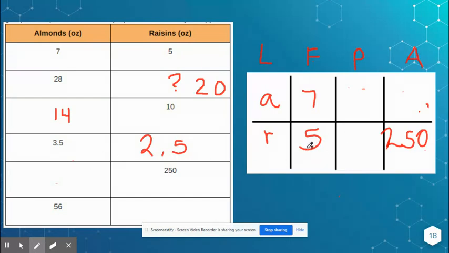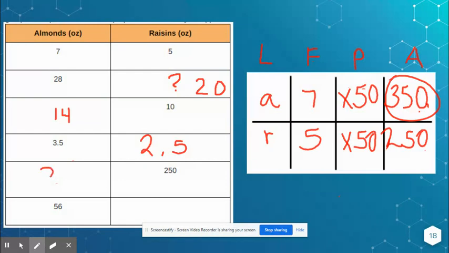So this one doesn't have any decimals, so it might be a little bit easier. How do we get from 5 to 250? Well, I know 5 times 5 is 25, so 5 times 50 is 250. And whatever I do to the bottom, I have to do to the top. I know 7 times 5 is 35, but this is 7 times 50, so I have to add a 0. So the answer is 350.